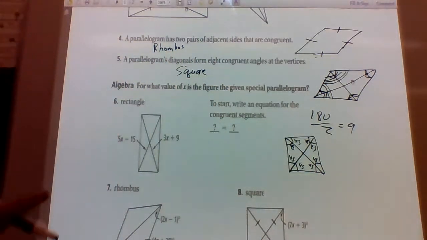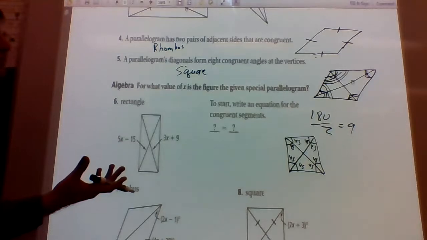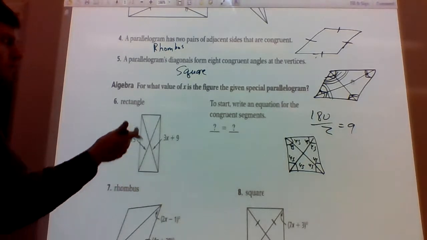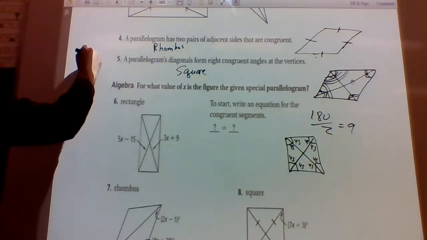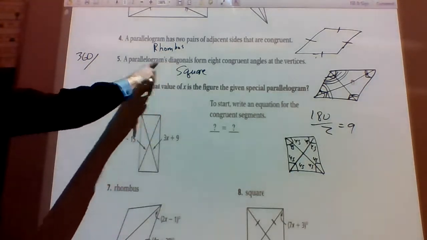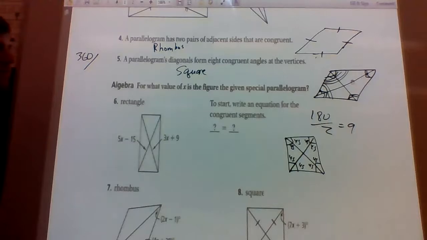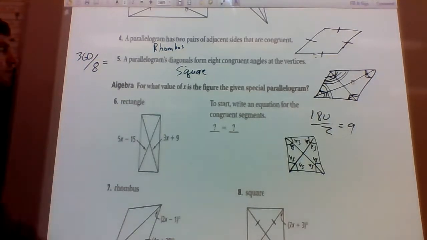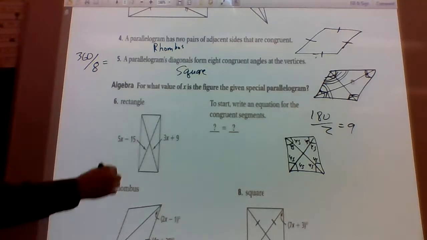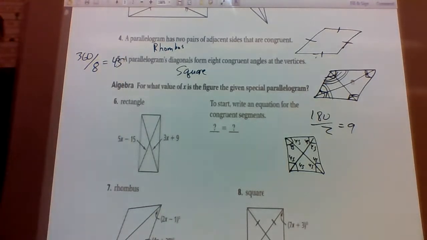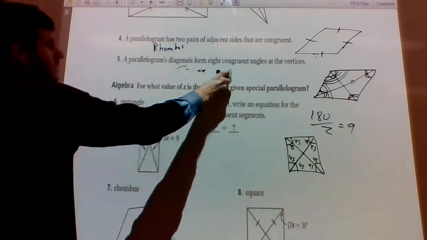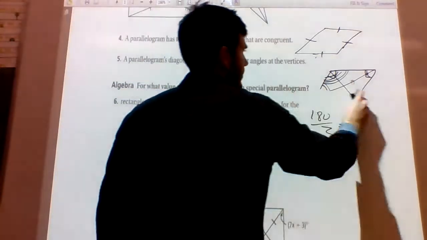The other way we could have done this is we know the 4 angles of a quadrilateral add up to 360. We want 8 angles at the vertices to be congruent, so 360 divided by 8 is going to give us 45. So that one has to be a square.